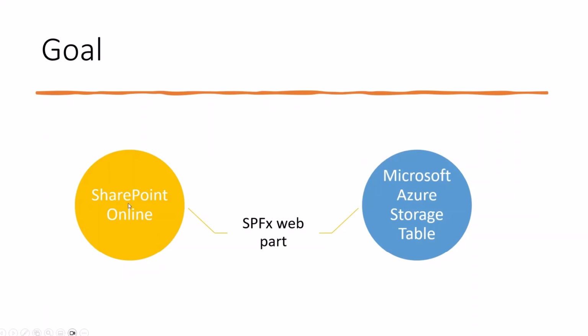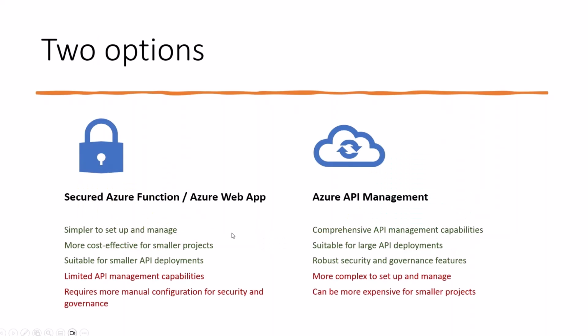So the goal is basically we have a SharePoint Online platform, we have an SPFx web part, and we wanted to get the data from the Microsoft Azure Storage table. Now, what are the options we have? So that's the main goal: we want to get the data from Azure Storage table. And by the way, this could be any Azure resource you are communicating with, so it depends on what you're trying to do. So now, what are the options we have?